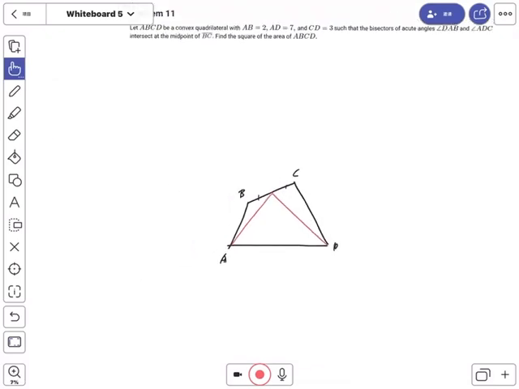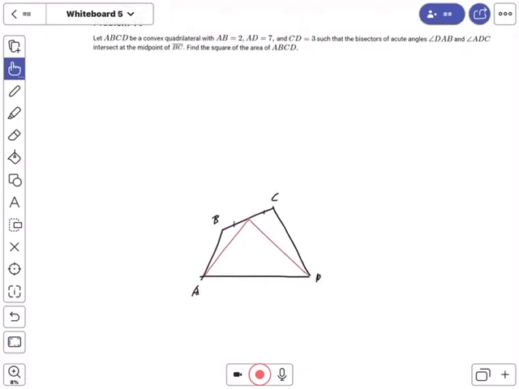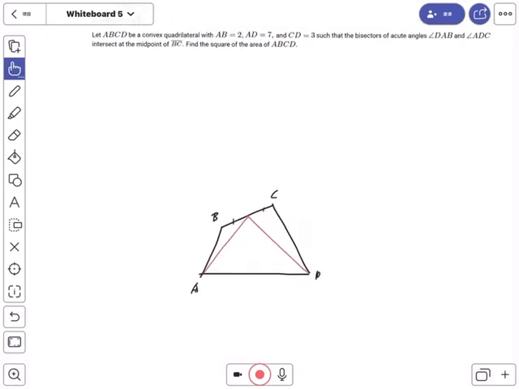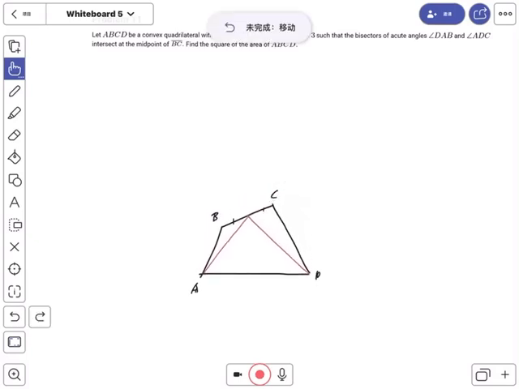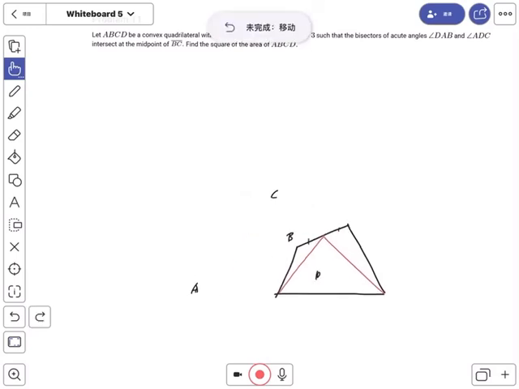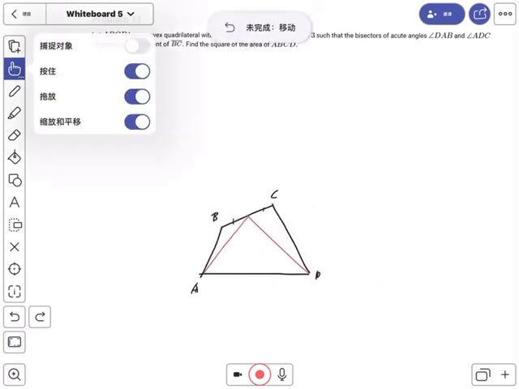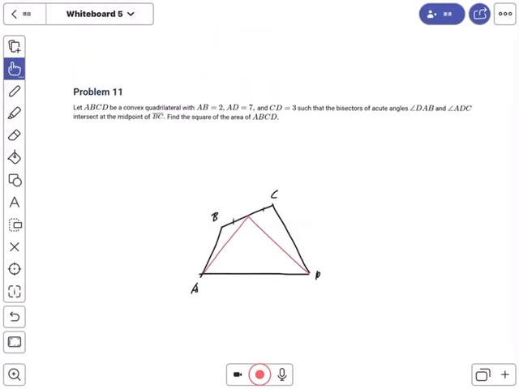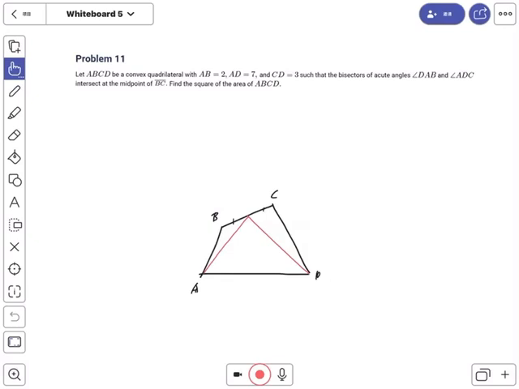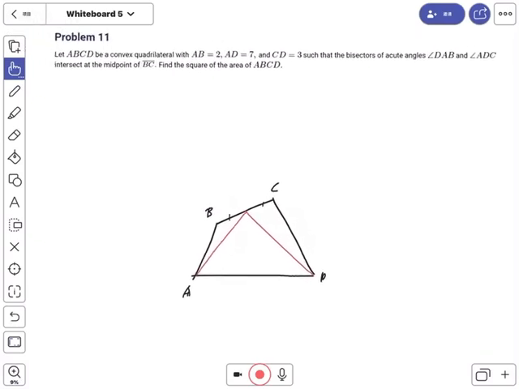I think if I didn't, yeah. So this is a quadrilateral that we actually, okay, sorry. So this is actually the quadrilateral that we wanted. Now, we want to find the square of the area of ABCD. This is such a little amount of conditions that we have.